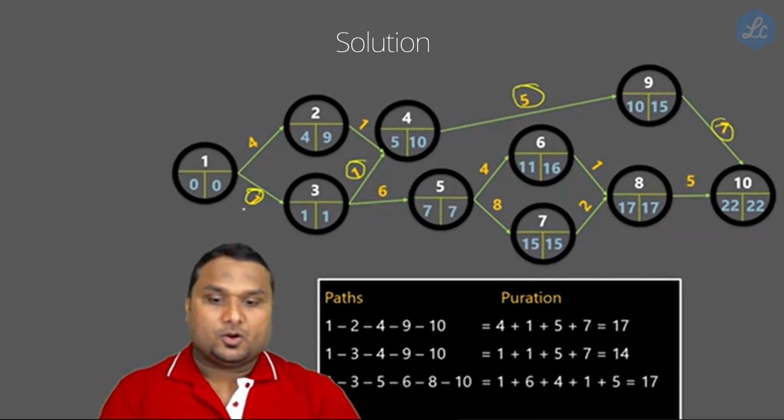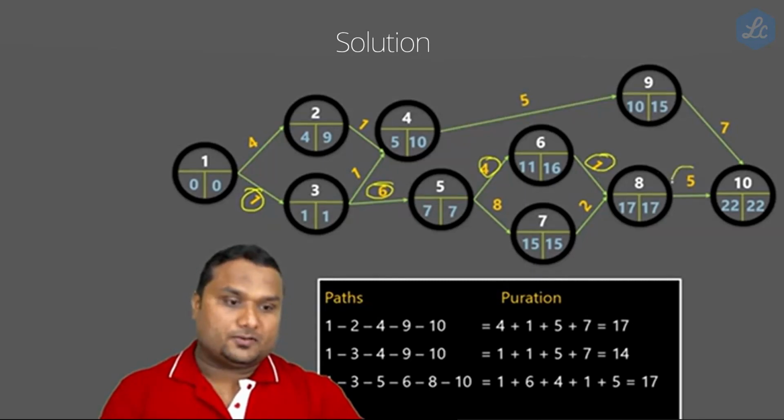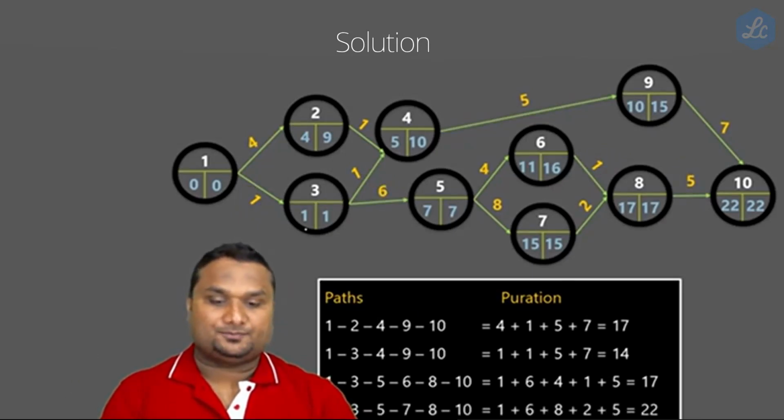Next is 1, 3, 5, 6, 8, 10. So this is 1 plus 6, which is 7, 7 plus 4 is 11, 11 plus 1 is 12, 12 plus 5 is 17. Now the next one, 1, 3, 5, 7, 8, 10, has a duration of 22.